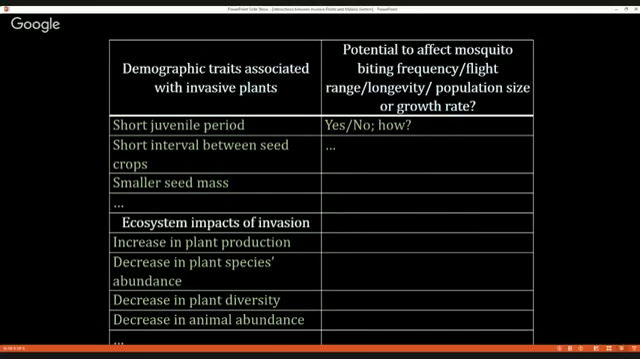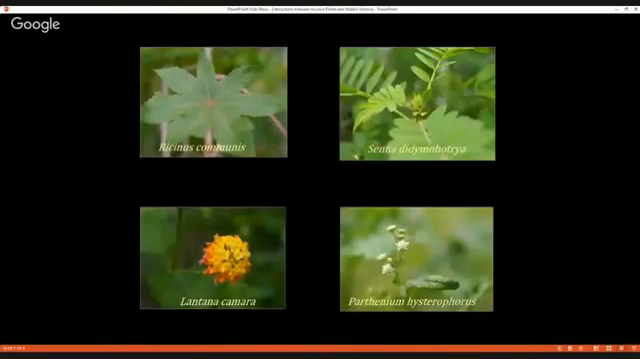And maybe it'd be more useful to think also about the typical ecosystem impacts of these invasive plants. Again, there was another paper that was sent out that suggested typically there might be an increase in overall plant production, but a decrease in animal abundance, for instance. If you think about typical impacts that you see with invasive plants, could we make a plausible link to a way that that would affect mosquito populations in terms of their abundance or their longevity or their biting frequency?